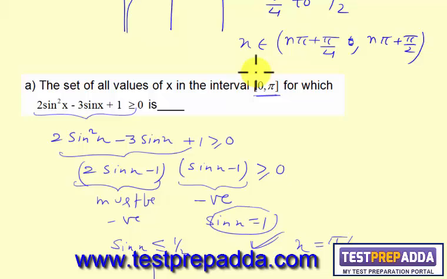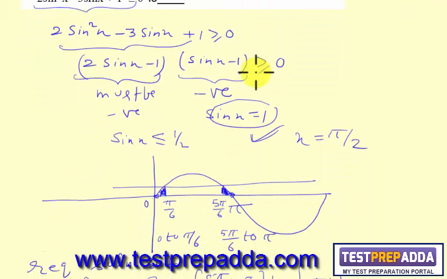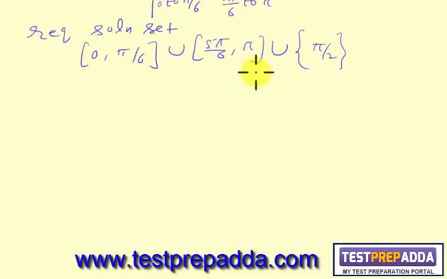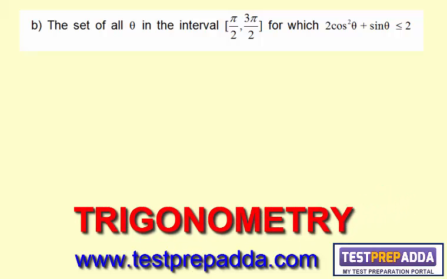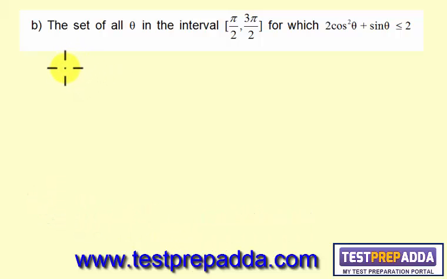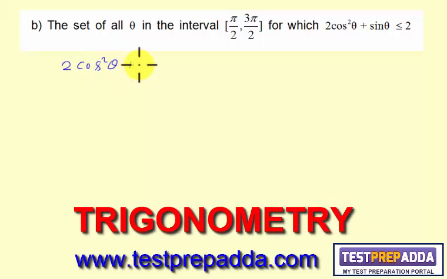Now I'll take another question here to understand the trigonometric inequations. This question says the set of all theta in the interval pi by 2 to 3 pi by 2 for which 2 cos square theta plus sin theta less than or equal to 2. Okay, the inequation given is 2 cos square theta plus sin theta less than or equal to 2.